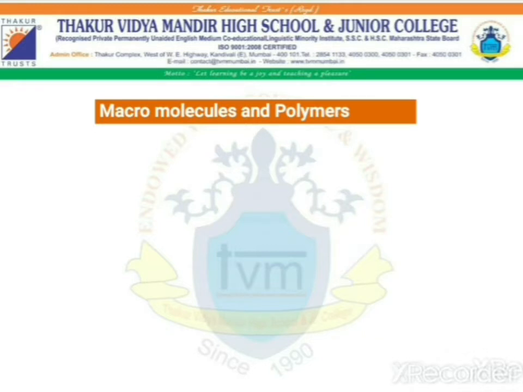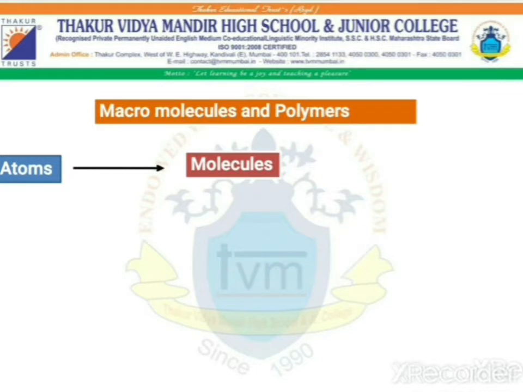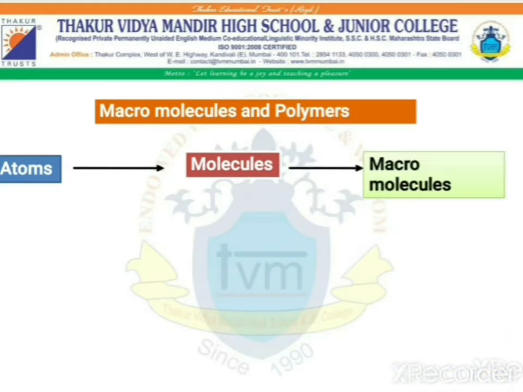Coming on to the part of macromolecules and polymers. Macromolecules are large molecules, but to form these molecules we start with a small atom. Giant carbon molecules can be formed from hundreds of thousands of atoms. So these atoms combine and give us a molecule, and these molecules combine and give us a macromolecule. So macromolecules are the giant carbon molecules which are formed from hundreds and thousands of atoms. Now, these macromolecules are from the type of compounds called polymers.